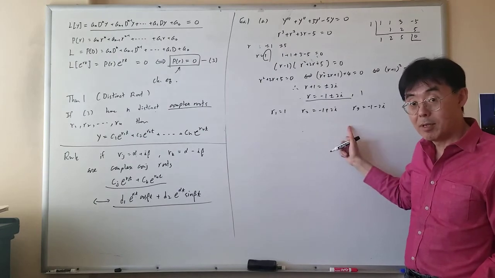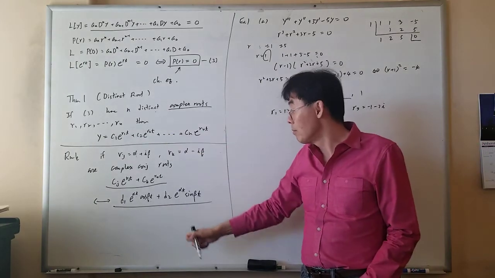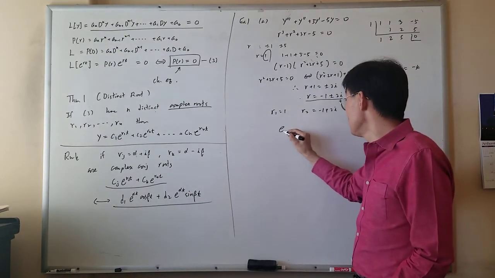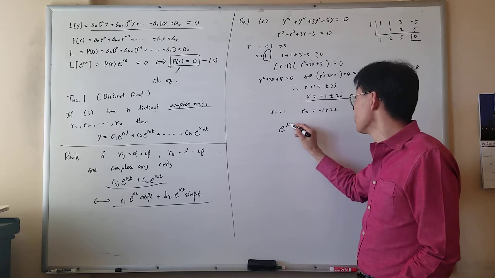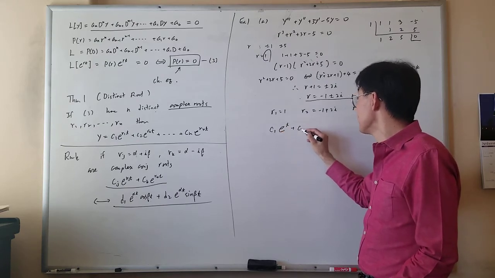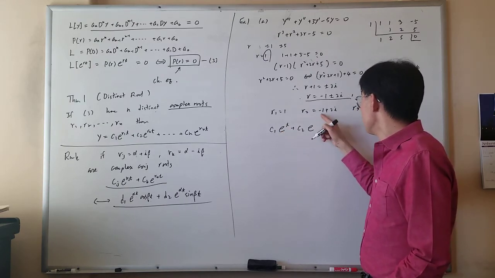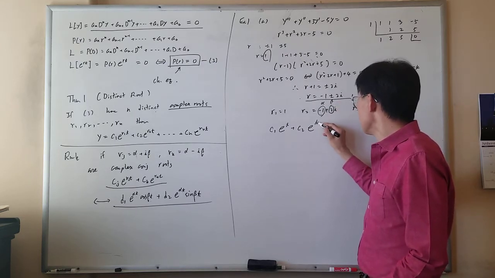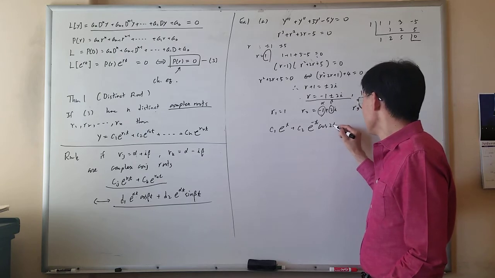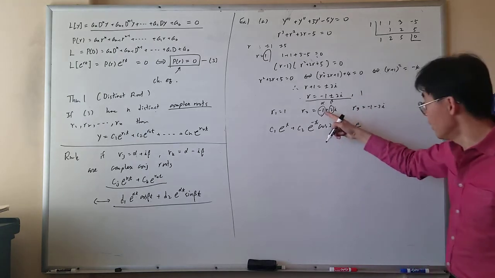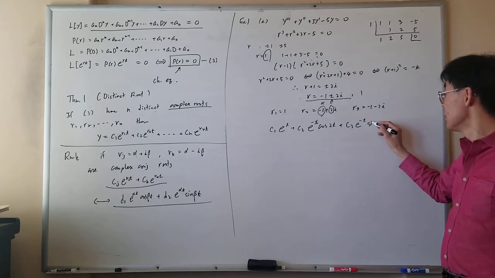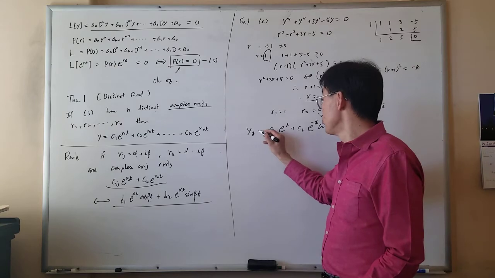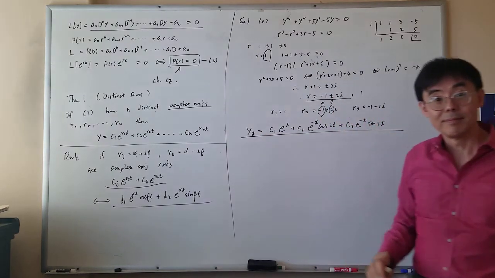You have them. You could use this way, but when you have imaginary roots, it's better to write it as c1 e to the r1t, which means just e to the t, plus e to the minus t, this is your alpha, this is your beta, alpha t is minus t, cosine of 2t, plus e to the alpha t, which is minus t, sine beta t. Okay? So this would be your general solution.